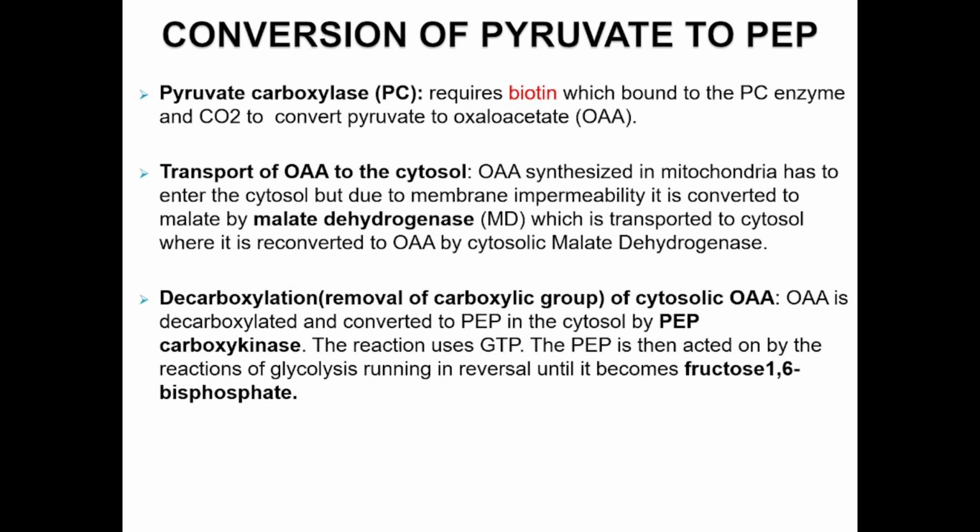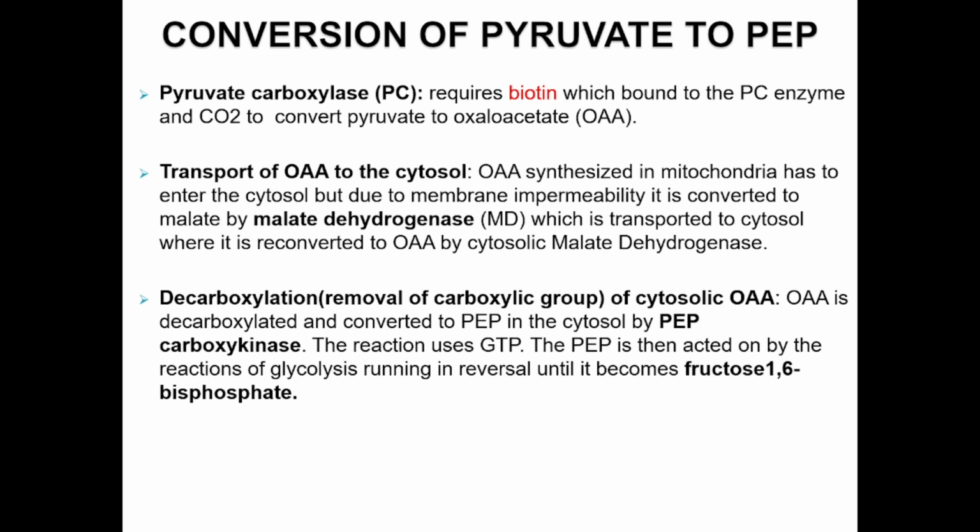So if we want to convert pyruvate to oxaloacetate, we need an extra carbon in the form of carbon dioxide. And for each carboxylation reaction in the body, you need biotin. So biotin carries this carbon, adds it to pyruvate, and converts the pyruvate to oxaloacetate. From 3 carbon pyruvate, it will become 4 carbon oxaloacetate. This happens inside the mitochondria.